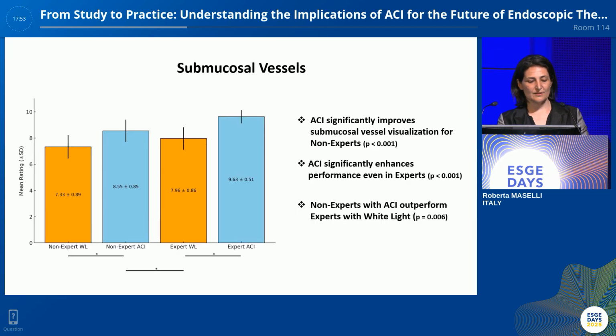Let's go to the results. And let's start with the submucosal vessel, because we were addressing the hemostasis topic, prophylactic and therapeutic. So you have the yellow, that is non-expert with white light, and then see the non-expert with ACI. It means that ACI significantly improves submucosal vessel visualization for non-expert, and this was significant. But also, ACI significantly enhances performance also in the expert, and non-expert with ACI outperform expert with white light.